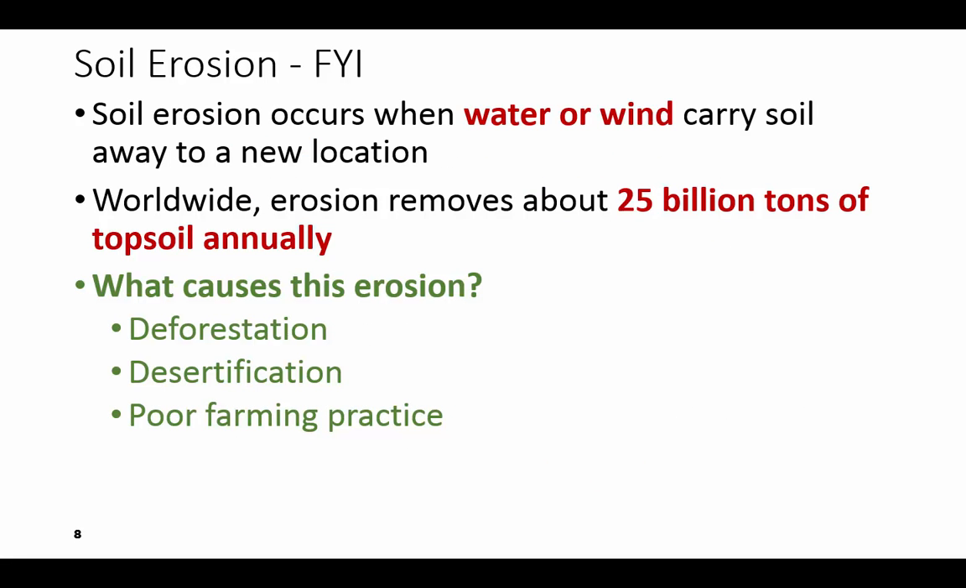But we know that soil erosion is an issue. We lose about 25 billion tons of topsoil annually because of erosion. And this is when the wind or the water carries the soil away. What causes this? Well, deforestation, removing the trees. Desertification. We've overgrazed the land and overfarmed it, and so it becomes more desert-like. And just poor farming practice. Those things will cause soil erosion.